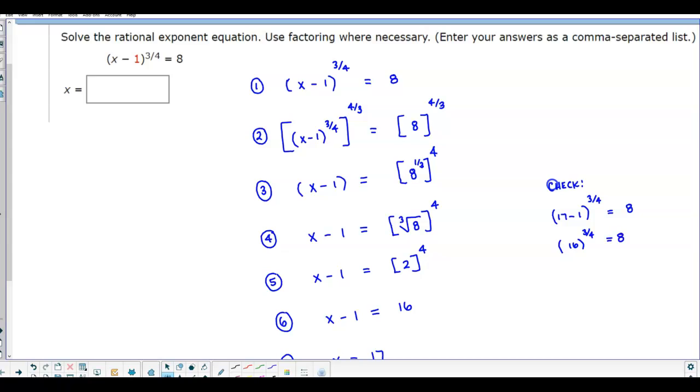Now again, you can put that in a calculator, but I want to show you how to do this by stating that we have 16 to the 1/4 raised to the 3rd power, and that's equal to 8. So we're taking the 4th root of 16, and then we're going to cube that. What number do I have to raise to the 4th power to get 16? Well, that answer is 2. And so 2 to the 3rd power is equal to 8, and therefore that checks.